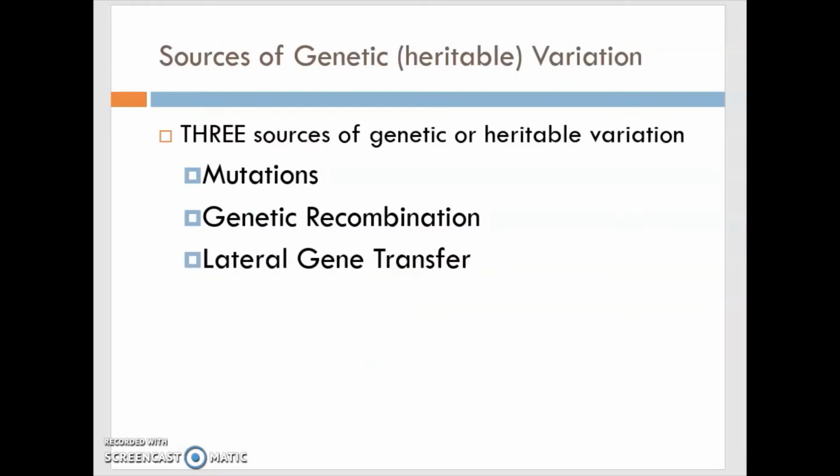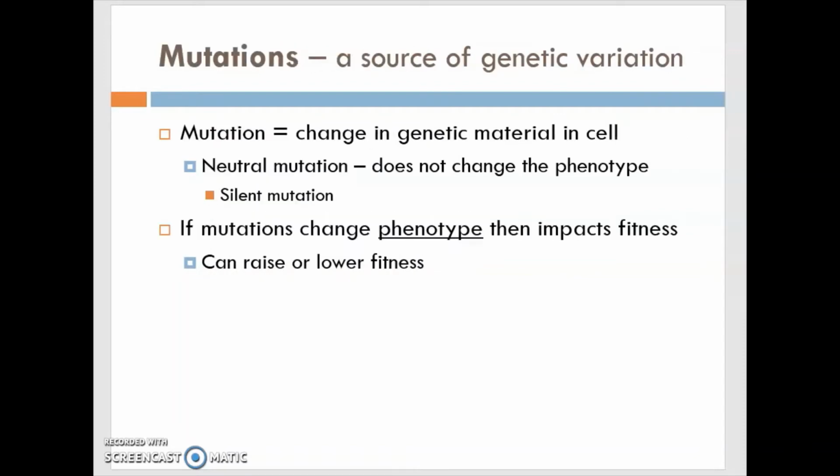Whenever we look at sources of genetic variation, we look at three sources: mutations, genetic recombination, and lateral gene transfer. So mutations we talked about in genetics and meiosis; we're looking at the change in the genetic material, change in nucleotides, change in chromosomes. If it's something like a silent mutation, it's going to be neutral, it won't change the phenotype, but if the mutation impacts the fitness of the organism, it will change the phenotype.